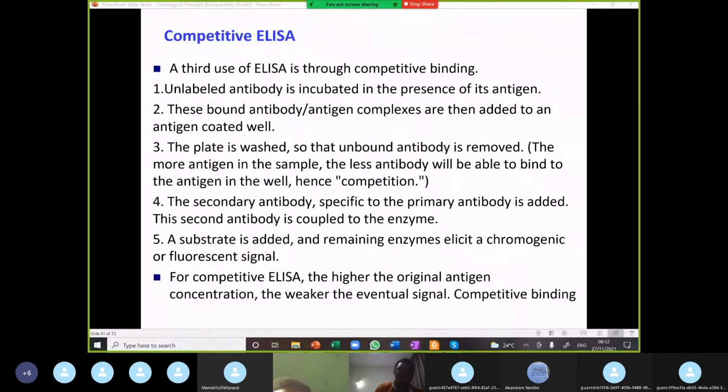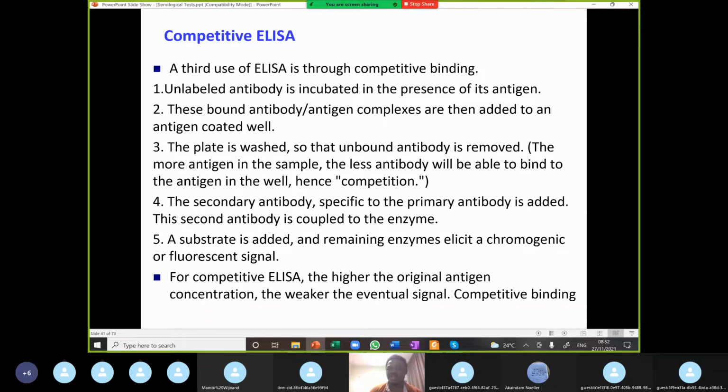After a second incubation, we wash. After washing, we now bring a secondary antibody, which is specific to the primary antibody. This secondary antibody, of course, is conjugated to an enzyme. And then the substrate is added for a reaction to be observed for a color change.